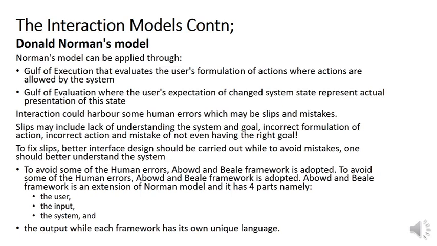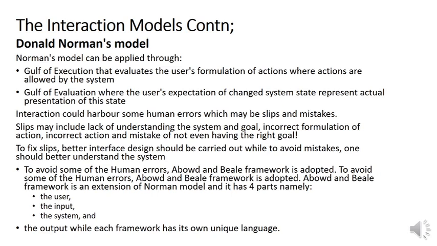You are likely to make more mistakes if you don't understand the system. To avoid some of the human errors, the Norman and Abowd framework is adopted. That is, once they discovered that humans make more errors, in order to reduce human error, the framework is adopted.